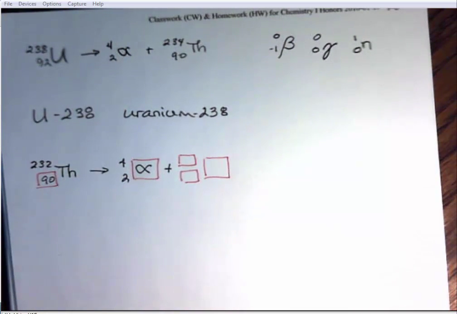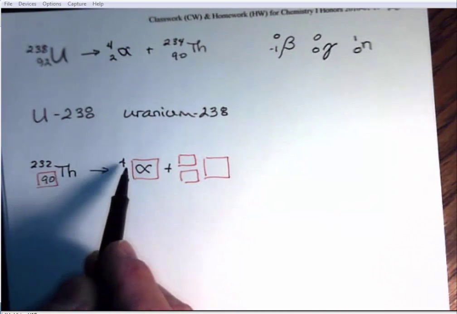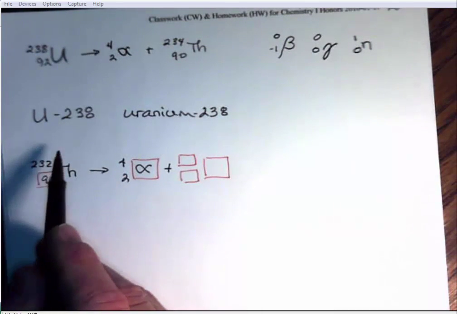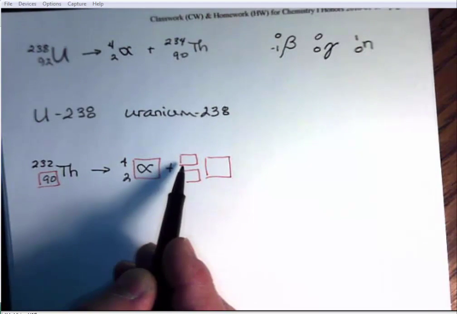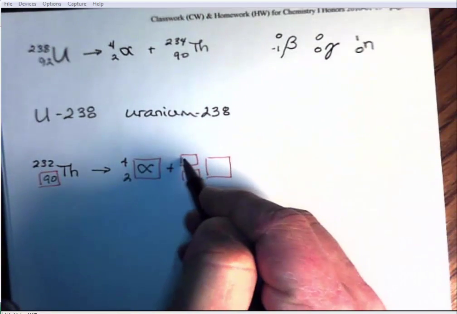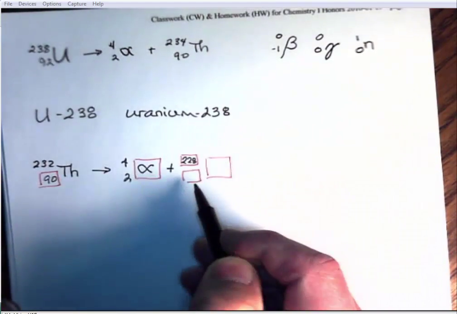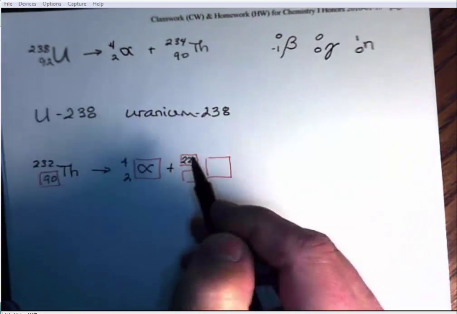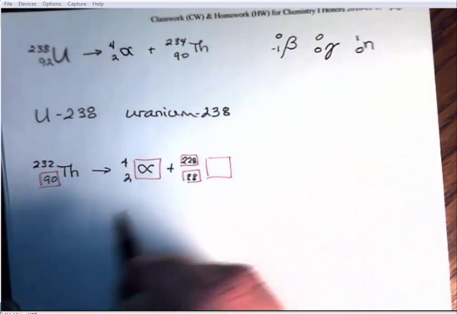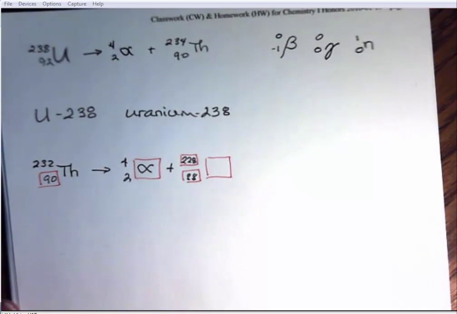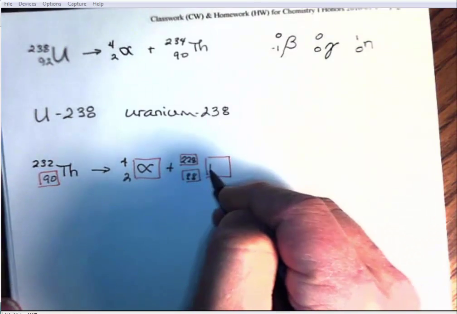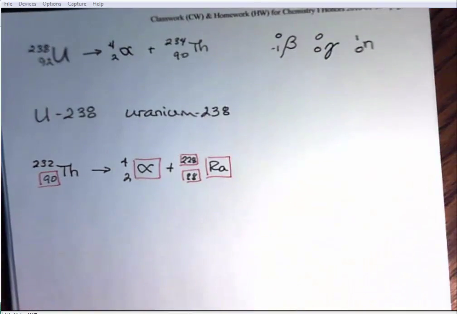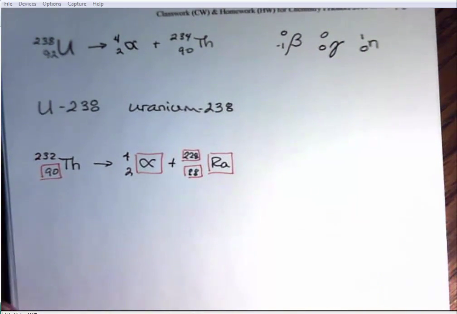All right? So if I have 232 here, and as a result of this thing going on, we got 4 of these, then what does this number need to be? 228. Okay, and this number down here needs to be what? 88. And what element is that? Radium. And there's the symbol for radium. You just look it up on the periodic table. That makes sense? Everybody good with that? Okay.